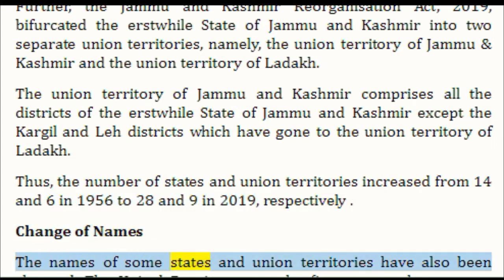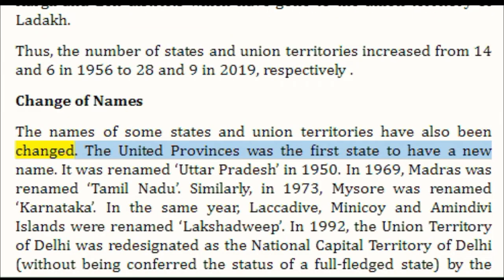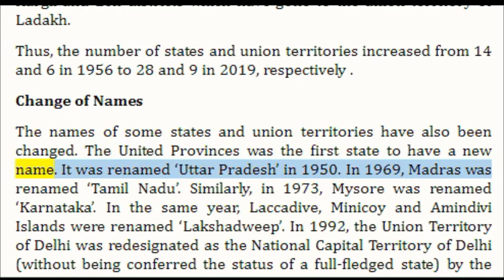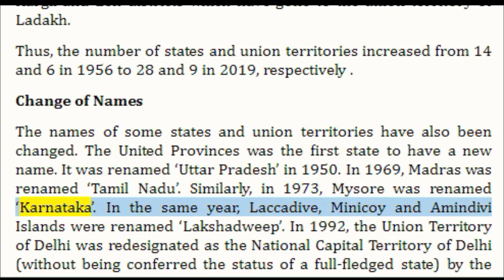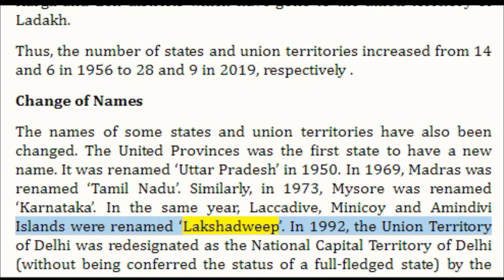Change of names. The names of some states and union territories have also been changed. The United Provinces was the first state to have a new name. It was renamed Uttar Pradesh in 1950. In 1969, Madras was renamed Tamil Nadu. Similarly, in 1973, Mysore was renamed Karnataka. In the same year, Lakshadweep, Minicoy, and Amindivi Islands were renamed Lakshadweep.